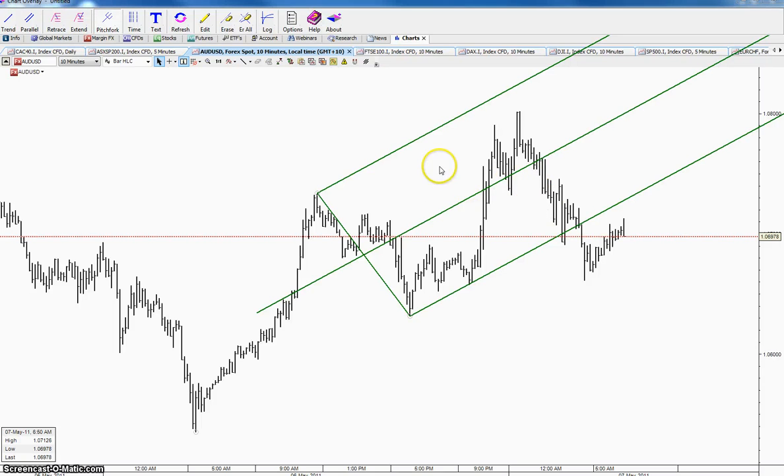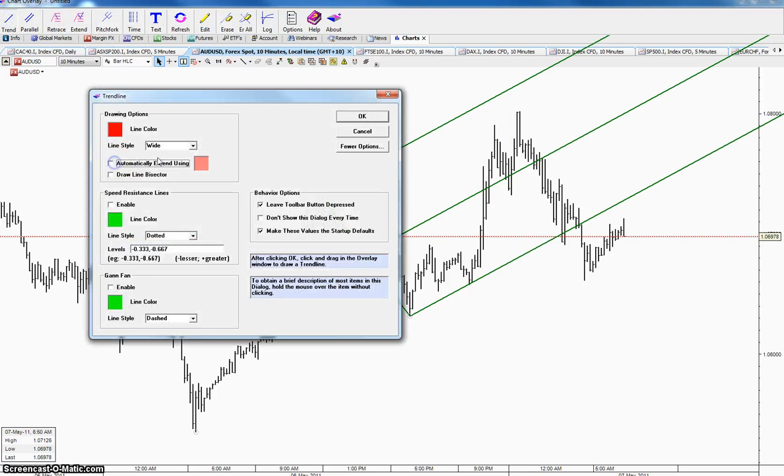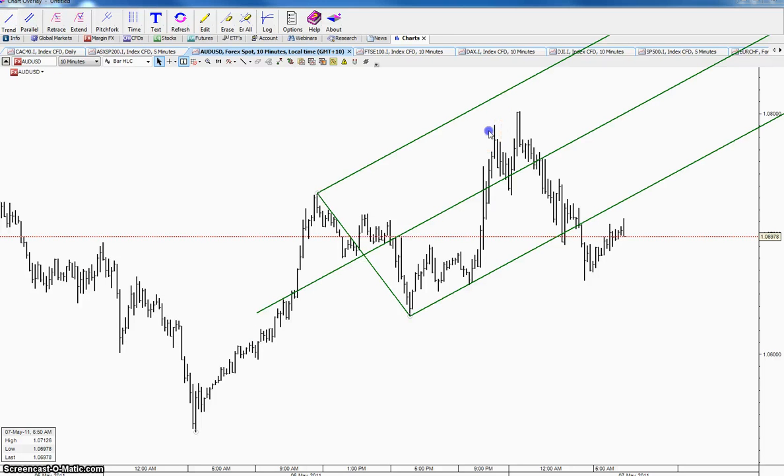It looks like there might be a little bit of an application of the Audusd rule too. If you look at these two lines here, I'll just take that off. That looks to be a parallel to the upper median line parallel, or it looks to be a parallel to the median line.